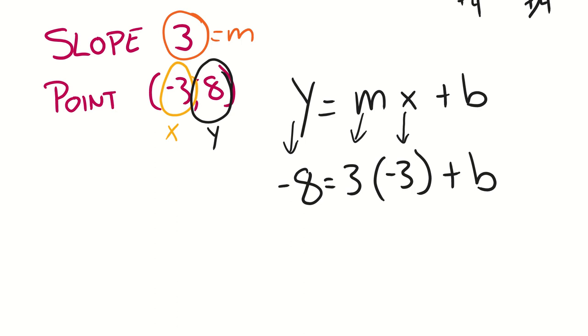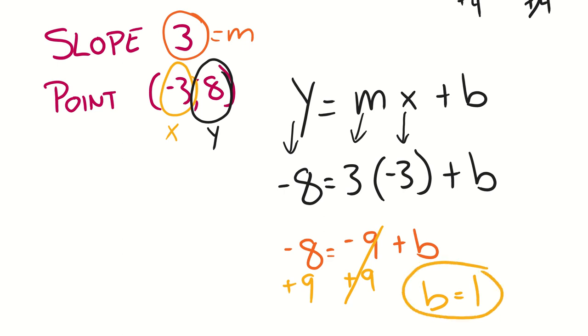3 times -3 is -9. I've got -8 equals -9 plus b. To get rid of my negative 9, I'm going to add 9 to both sides. This is going to give me b equals 1. Now I know my b, I know my m. y equals 3x plus 1. What do we think about this? Does this make more sense to you? Does this hopefully help you understand this a little bit better? Hopefully. I hope that it does.